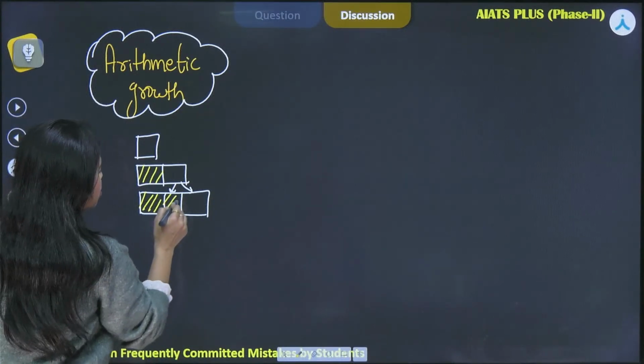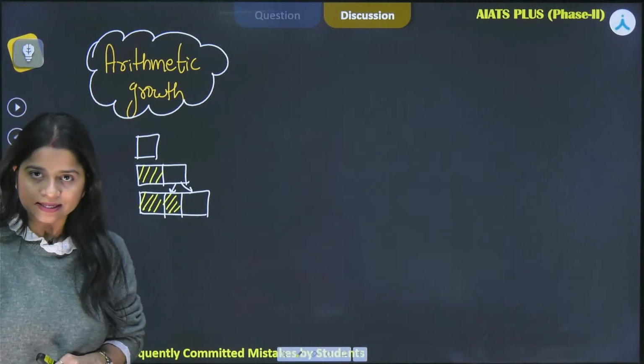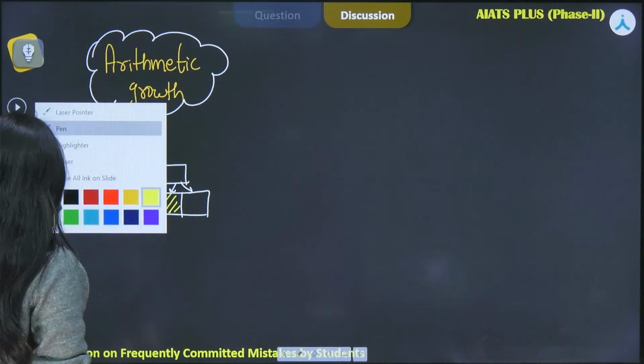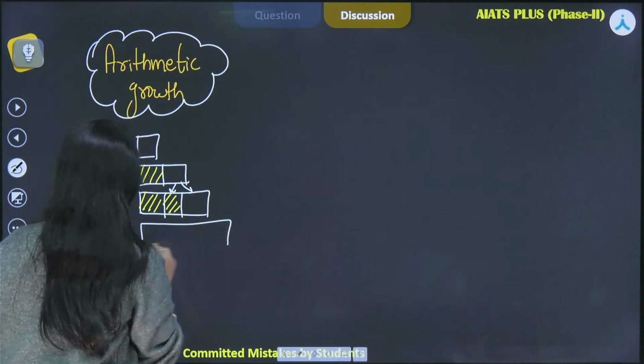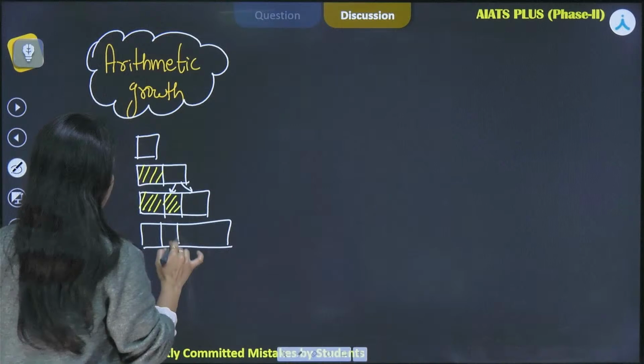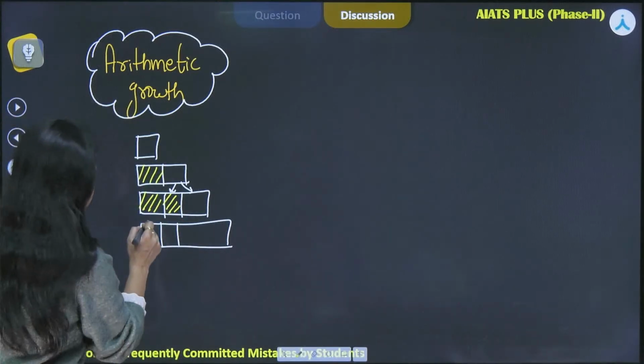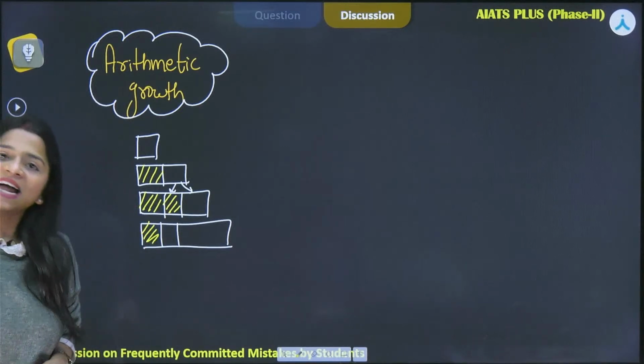Now these 2 will become differentiated, and only one cell will divide further. So what will happen again? We will see the presence of these 2 permanent cells. Let's make them differentiated first. I am shading the ones that are differentiated.